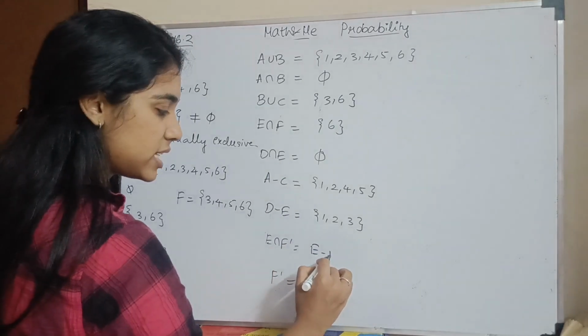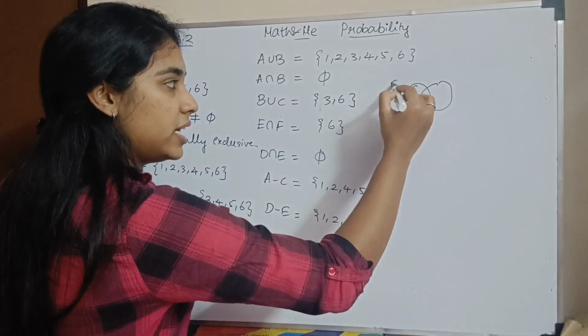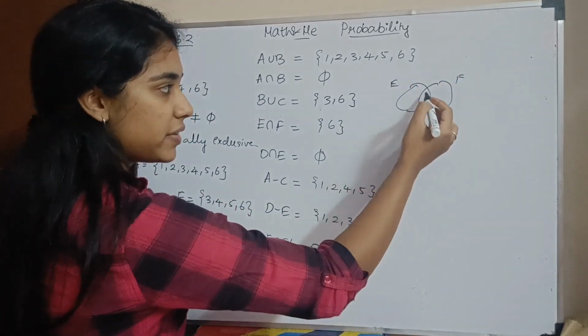This can also be written as E minus F. Isn't it? You have a Venn diagram. This is E, F. E intersection F dash. What is F dash?